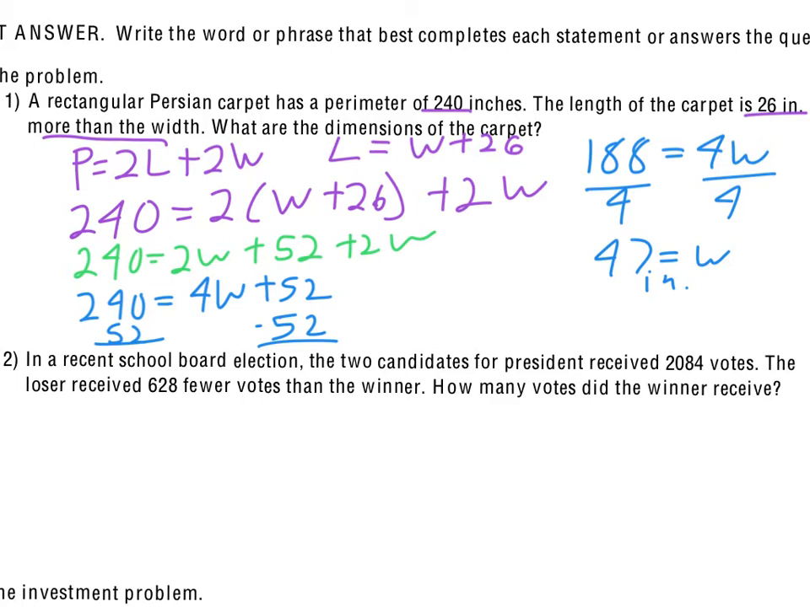our formula for the length in order to find that. So we plug the width in of 47, so we get the length equals 47 plus 26, and so we add those together, we get the length of 73. Now when we add the length and width together, we should get 120 inches, which we do. And the reason I say 120 is because that's half of 240.